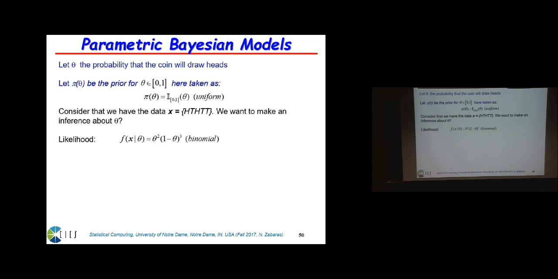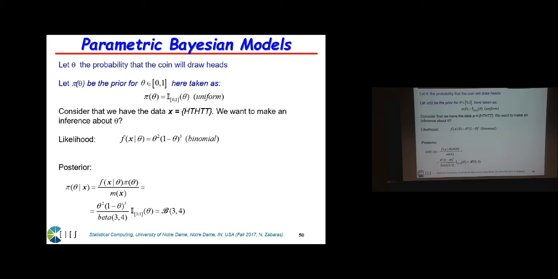If we do a full Bayesian analysis for a single example, let's say the probability that the coin will draw heads is from 0 to 1, and we don't really have lots of information, so we take this prior to be uniform, right? So it can be anywhere from 0 to 1, okay? It can go all the way tails or all the way heads or somewhere in between. So this is our prior.